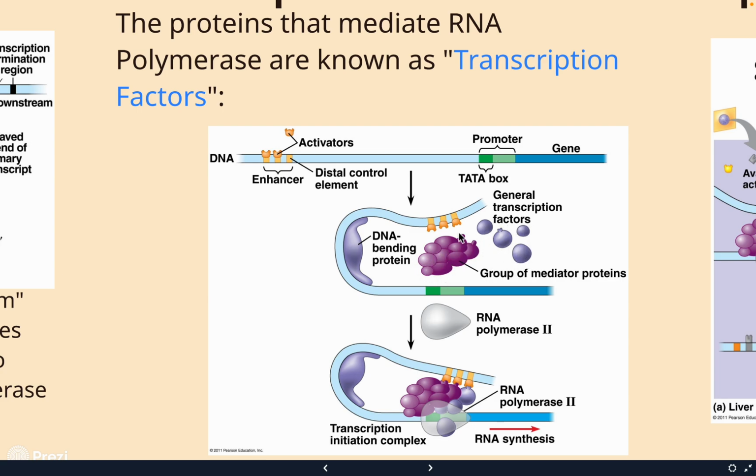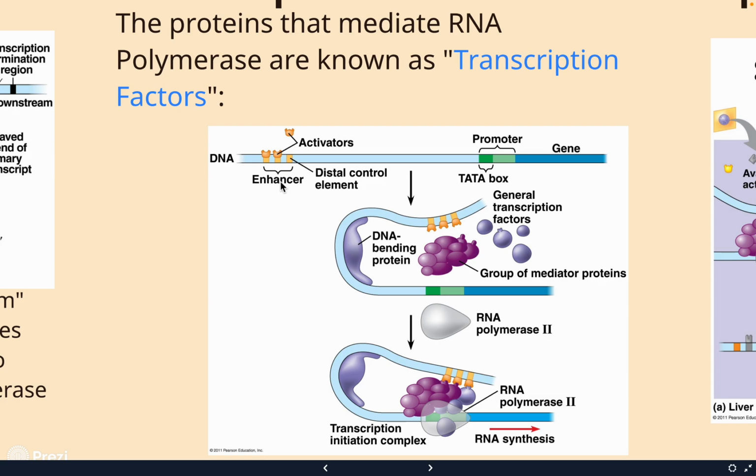So all of these I would consider transcription factors, and they are going to attach to the activators, and it's going to create this structure right here. This transcription initiation complex is what we would call that. Once they are all attached to each other, RNA polymerase can then attach to the promoter, and it will move forward down the gene, and it will transcribe it, and RNA synthesis will occur.